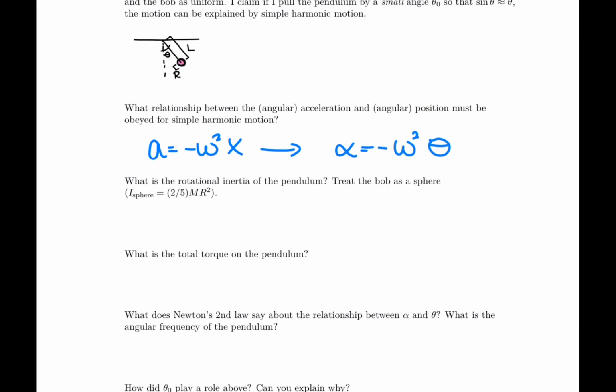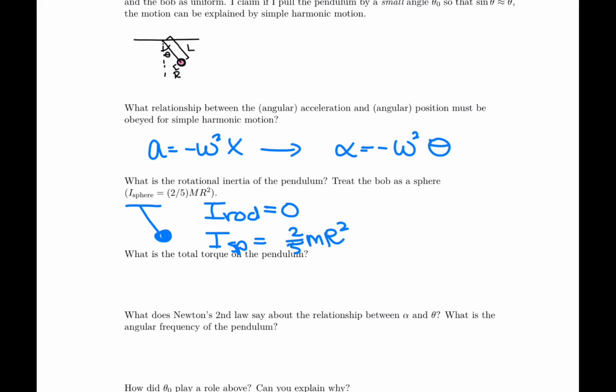What is the rotational inertia of the pendulum? Treat the bob as a sphere. So in this case, you have a rod and then a bob. I rod is 0 because it's assumed massless. Then I sphere, you might think is just 2/5 the mass of the sphere times the radius of the sphere squared.